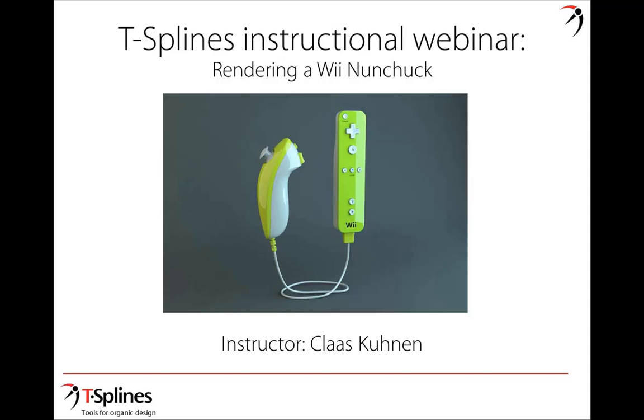Now, today's webinar is really the first time that we've ever done a webinar like this, as almost all of our webinars focus on T-Splines, which is the product that we make, which helps you more quickly and easily create free-form organic shapes for CAD. But this is the second in a two-part series with Claus Coonan. In the previous webinar, he showed how to model this Wii Nunchuck using T-Splines for Rhino. And now, with the second part of the webinar, Claus will show how to render the Wii Nunchuck using V-Ray for Rhino.